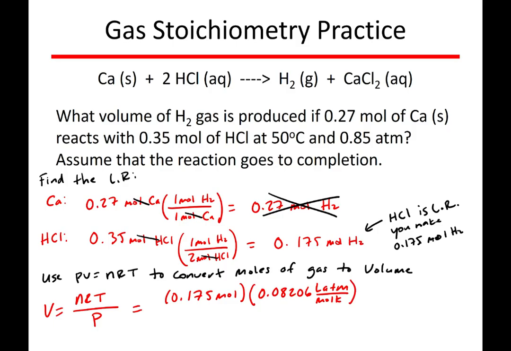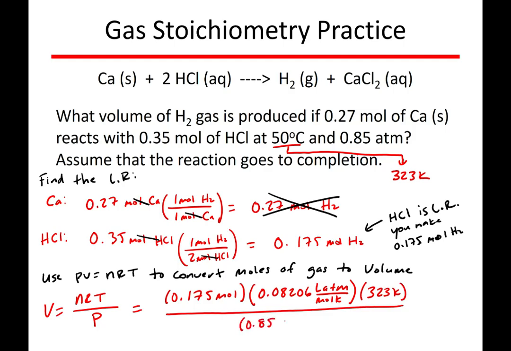Temperature, we're told it's 50 degrees Celsius, but remember that in the ideal gas law, we always want to use Kelvin. So we would convert the Celsius to Kelvin. 50 degrees Celsius is 323 Kelvin. So 323 K, all over the pressure of 0.85 atm. For the units, moles cancel, Kelvin cancel, atm cancel, and all that we have is liters. Good thing, because we're finding a volume. And what we find is that the volume of the H2 generated is 5.5 liters.